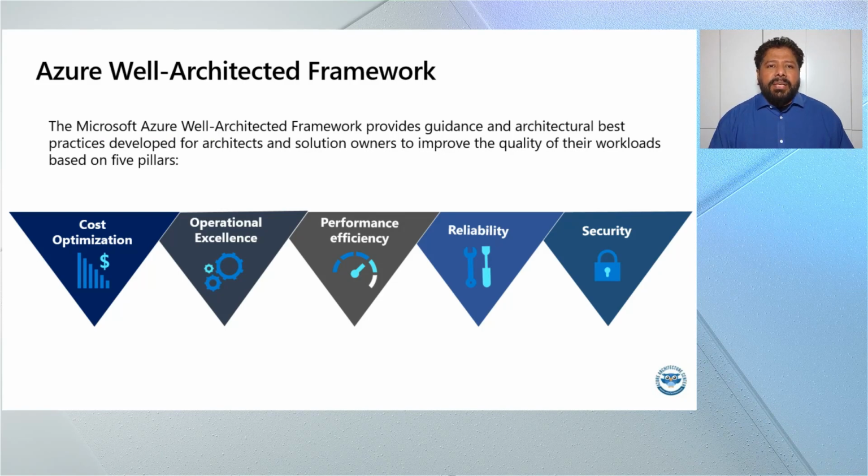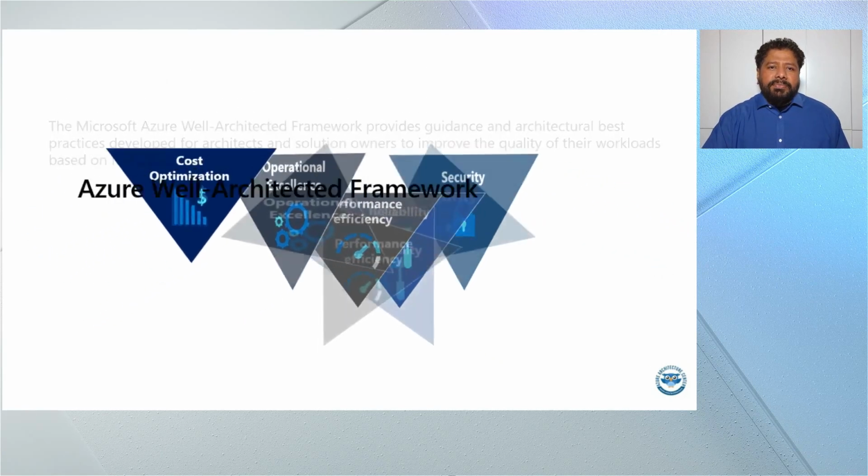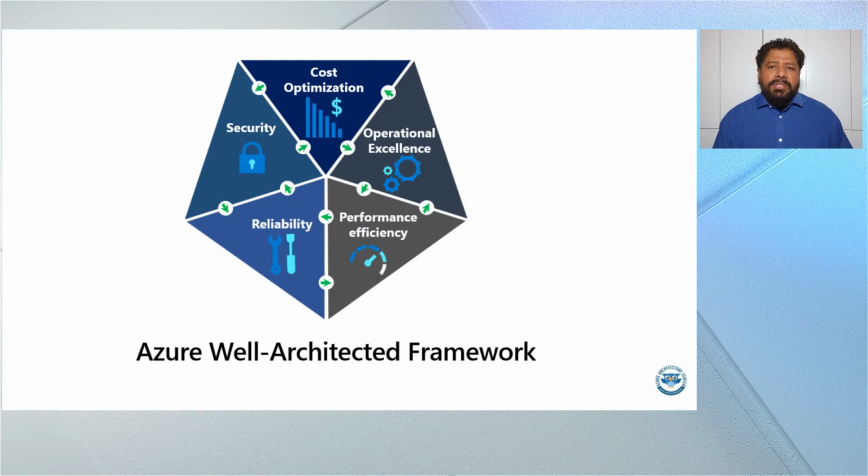The Microsoft Azure Well-Architected Framework provides guidance and architectural best practices curated for developers, architects, and solution owners to improve the quality of your workload based on 5 pillars. The 5 pillars of the Microsoft Azure Well-Architected Framework are cost optimization, operational excellence, performance efficiency, reliability, and security. These pillars are interdependent. Altering one will have an impact on one or more of the other pillars. Achieving a balance between these constraints should be an ongoing effort, both while building your workloads and while operating your solution.